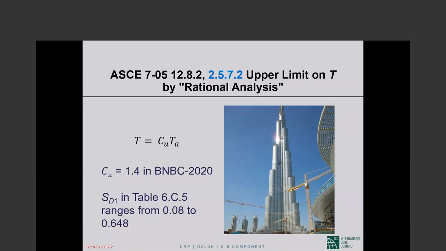Now that is true only when it comes to the design forces. When it comes to displacements, this limitation that T sub T cannot be taken any longer than C sub U times T sub A does not apply. And that we will discuss when the time comes. But keep in mind this restriction is for force related quantities, not deflections.